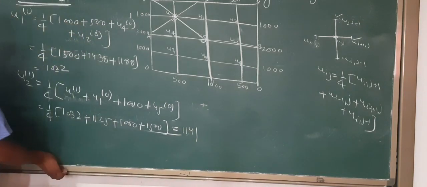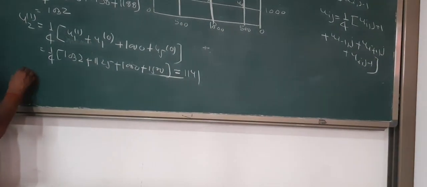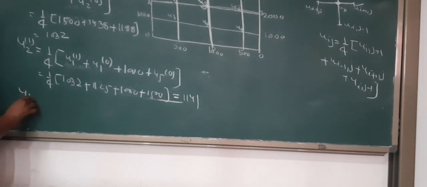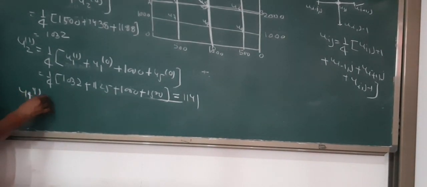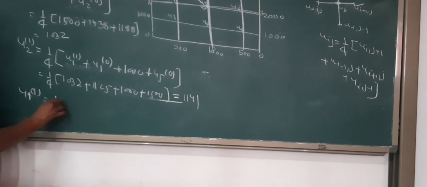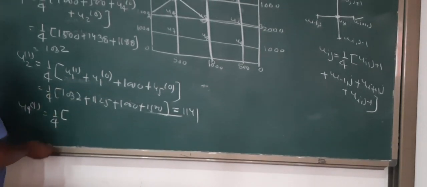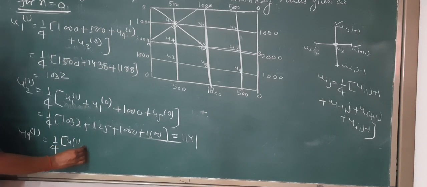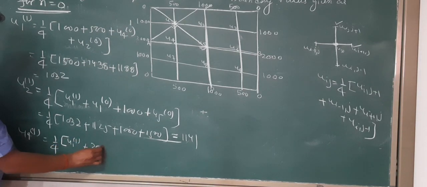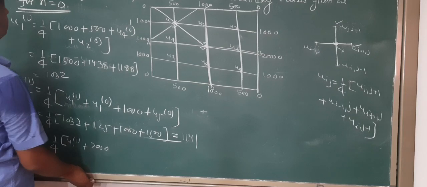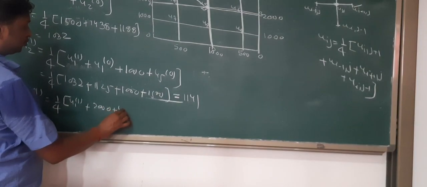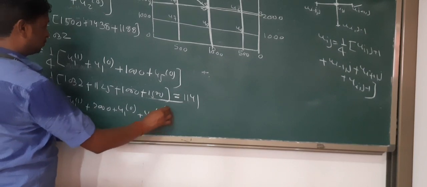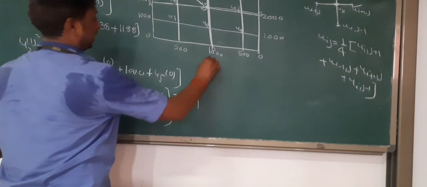1141. After calculating U21, go for U41. What is U41? Just you have to put the values now. It's so much easy. What is U41? U11 plus 2000 plus U10 plus U50. Just put the values and calculate.